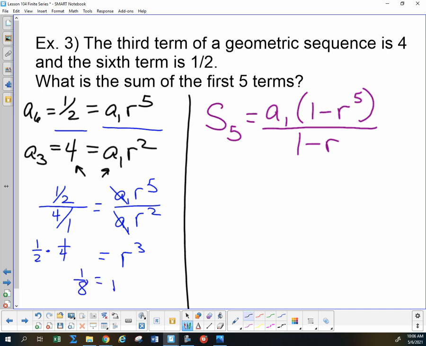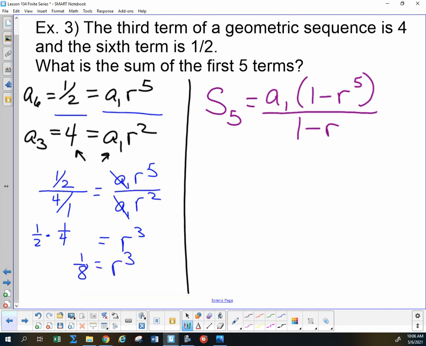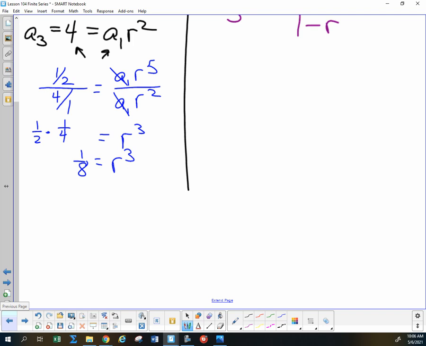So if r cubed is an 8th, what is r? r is going to be 1/2. Could it be negative 1/2? Do I have 2 choices there, like I sometimes do with geometry things, or geometric ones? No, because cubed, we can only have positive. Negative 1/2 cubed would have been negative 1/8, not positive 1/8. So now I know my r for my formula, and I still need a1.